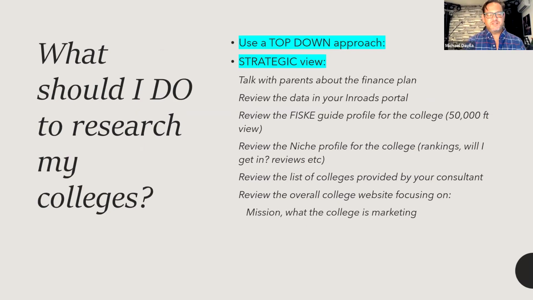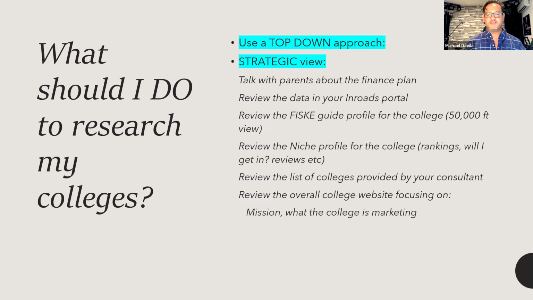So what should I do to research the schools? From a top-down perspective is, usually what I tell people. We want to take the college and the data that we have and look at it from a really big picture view and start to funnel that down into the micro view. Okay, so the strategic view first. I tell students, hey, talk with your parents about the finance plan. I think that's a really important first place to begin. Most families don't talk about the finances, quite honestly. If they do, it's in general terms.